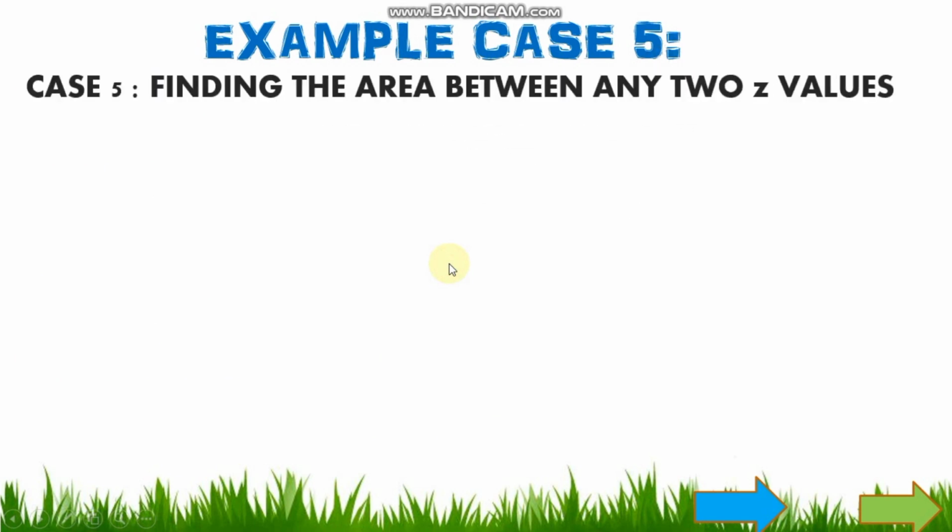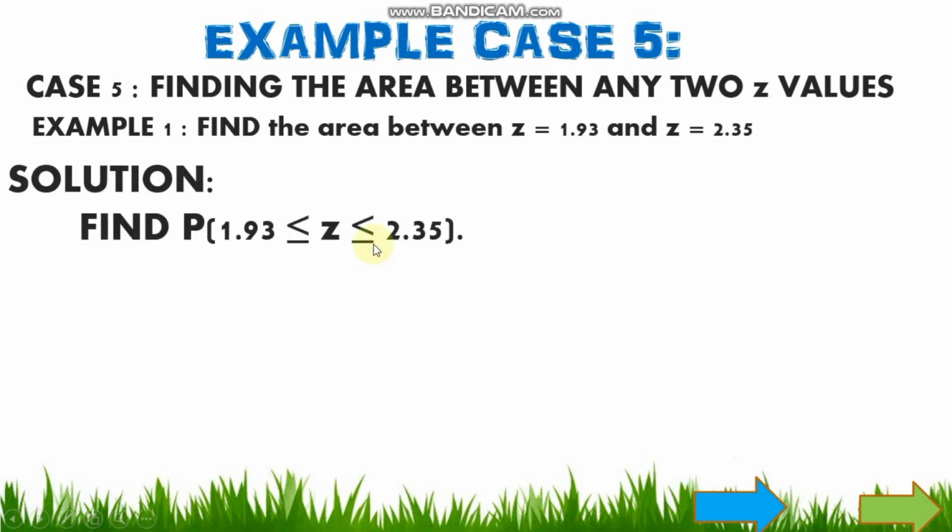So for case 5, what if you are given two z values and you are looking for the area in between them? For example, find the area between z equal to 1.93 and z equal to 2.35. In notation, we write this as the probability of the quantity z greater than or equal to 1.93 but less than or equal to 2.35, meaning the z values are between 1.93 and 2.35. So we're looking for the area in between these two z values.